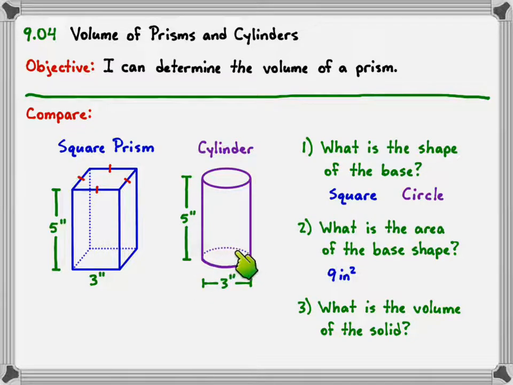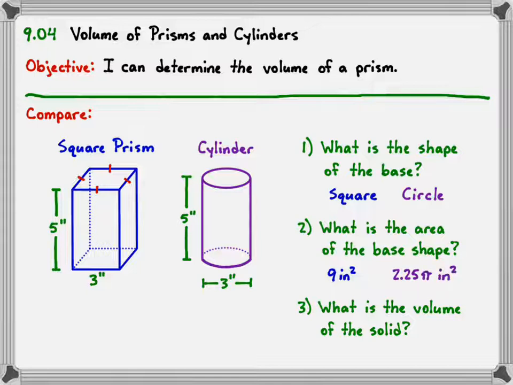And then remember the area of a circle. The area of a circle is pi r squared, so it would be pi times the radius. Well, what's the radius? This 3 represents the diameter. So the radius is going to be 1.5. So pi times 1.5 squared, or 2.25 pi, and then that would be inches squared as well.